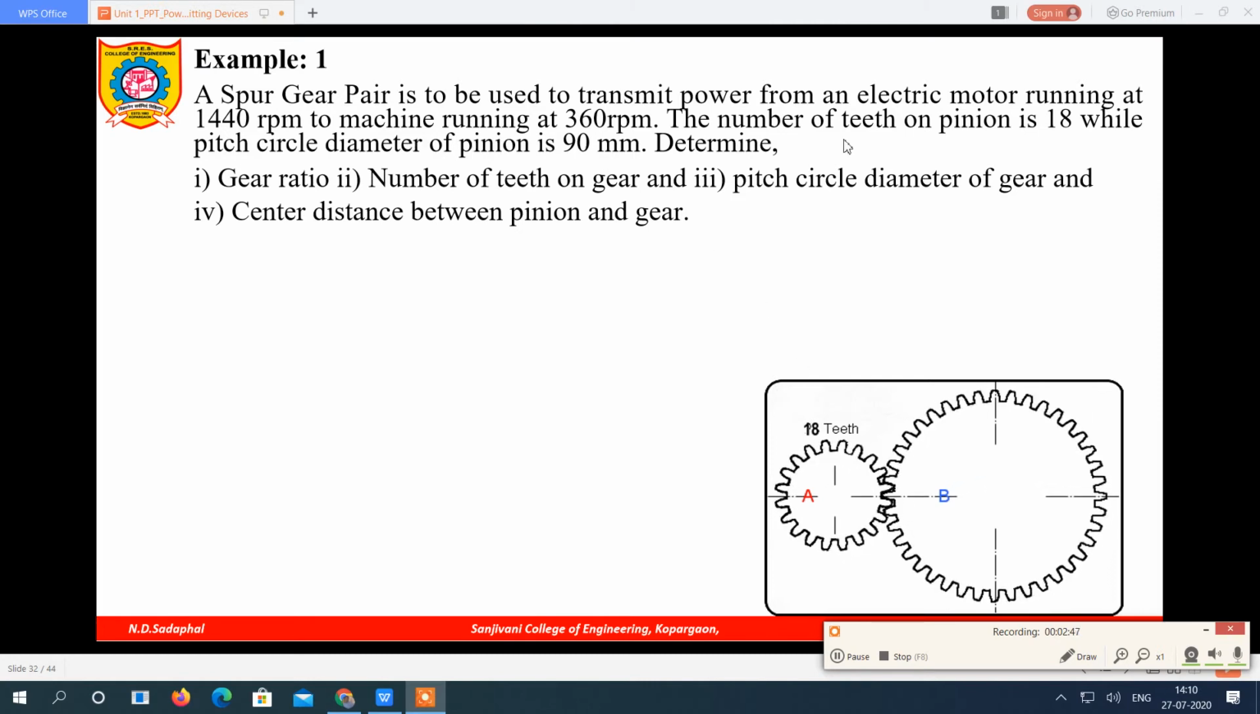So what is given? The electric motor runs at 1440 rpm. So the RPM of the pinion is given, and the RPM of the gear is given. As the pinion is smaller, its speed is more, and the speed is less for the gear, because power is transmitted from pinion to gear. So the speed of the pinion is given.